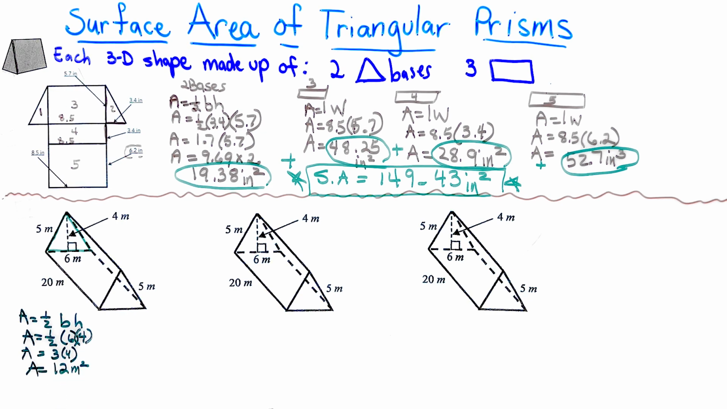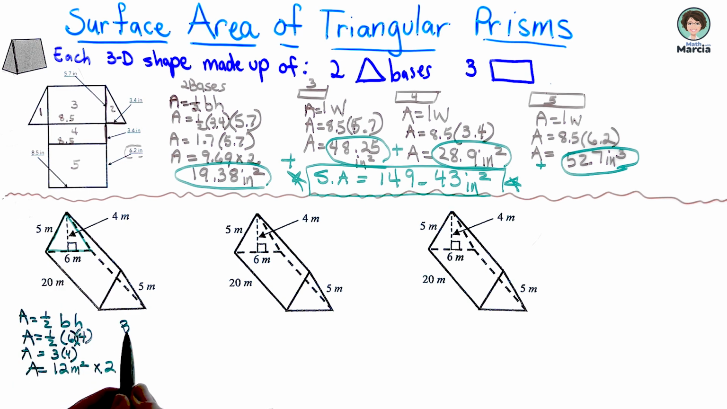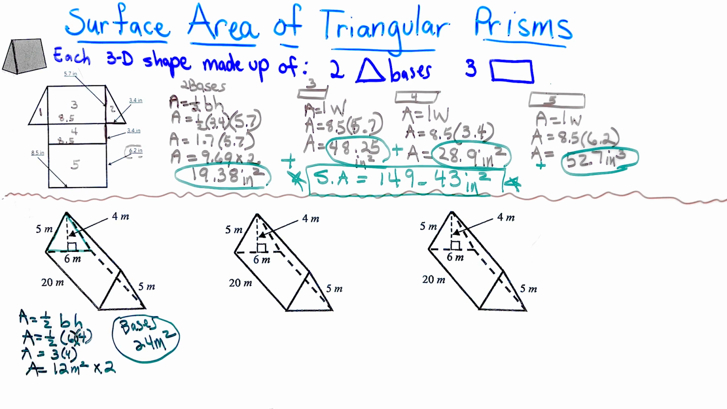But remember, we don't have one, we have two of them. So we're going to multiply that times 2. And our area for our bases is going to be 24 meters squared. Okay, so there's our first part. So now let's check out our rectangles.